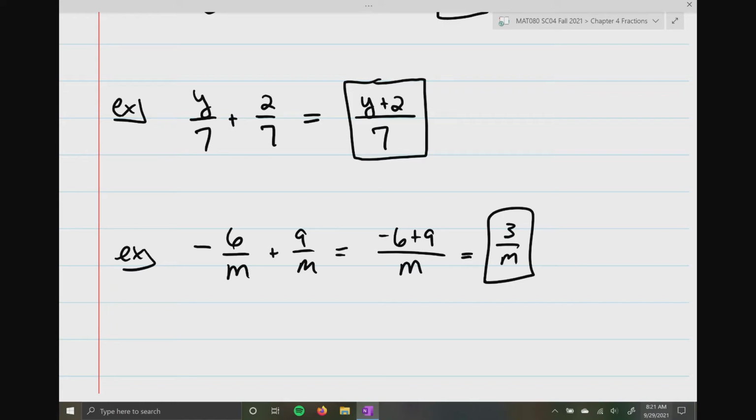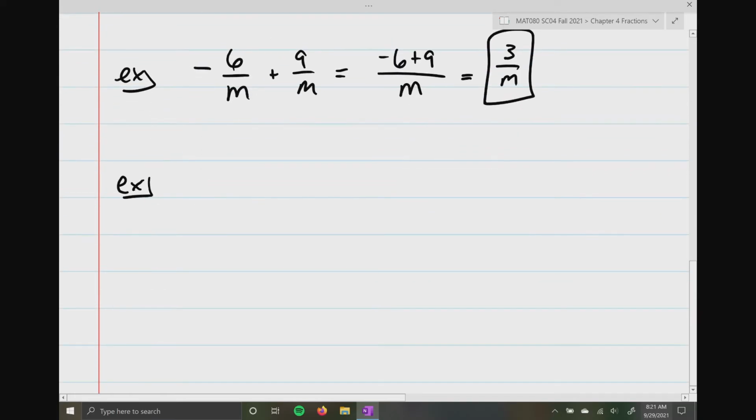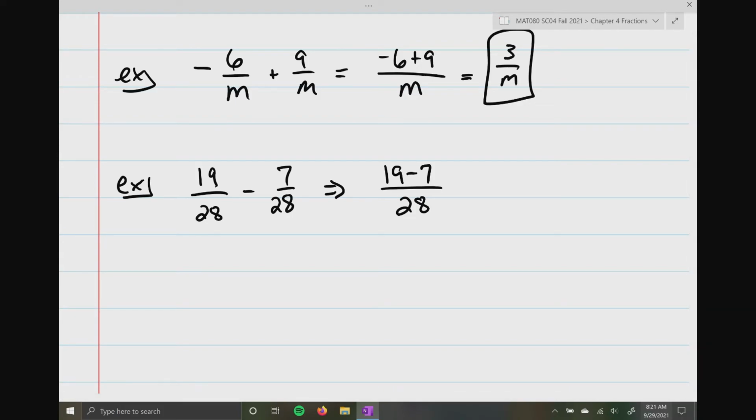All right, let's do a couple. We'll do a couple subtraction. Good morning, Arthur. So we have 19 over 28 minus 7 over 28. Once again, denominators are the same. Write one big numerator. 19 minus 7 is 9. No, it's 12. Woo. It's early in the morning.